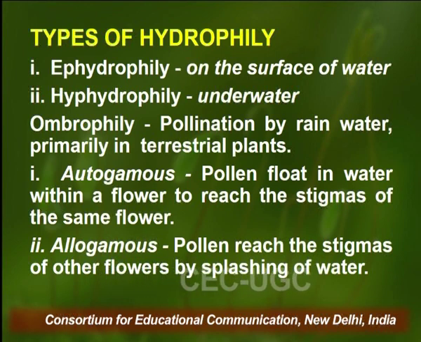Now, pollination by rainwater is when water is the agent for carrying the pollen grain, but this primarily happens in terrestrial plants. Now, when it is autogamy, that is pollen float in water within a flower to reach the stigmas of the same flower, then it is autogamous ombrophily. And when the pollen reach the stigmas of other flowers by splashing of water, whenever there is rain and there is splashing of water, then it is allogamous ombrophily which takes place.